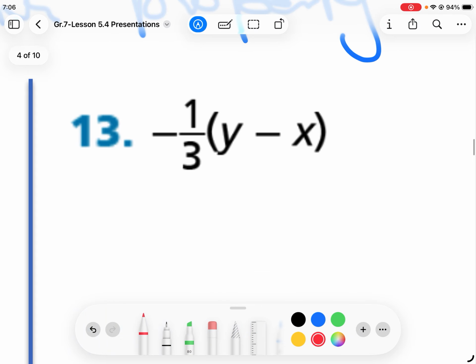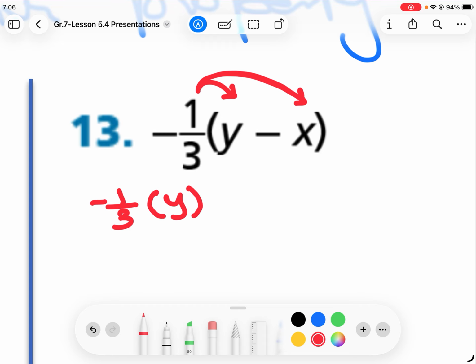Let's do one more. Again, we're going to apply the same steps. Distribute, okay? So I have negative 1/3 times y plus, like I told you, we always put a plus no matter what, so you don't get confused whether the coefficient outside is negative or positive. Okay, negative 1/3 times, look here, what's the sign of x?